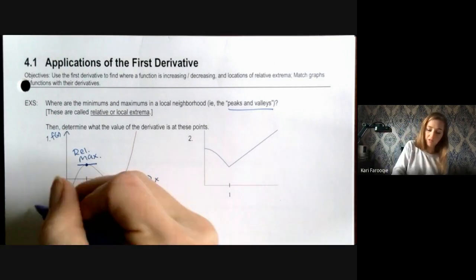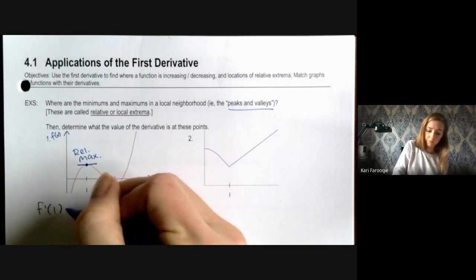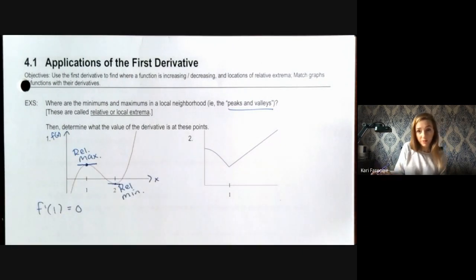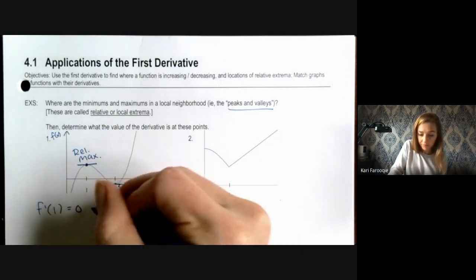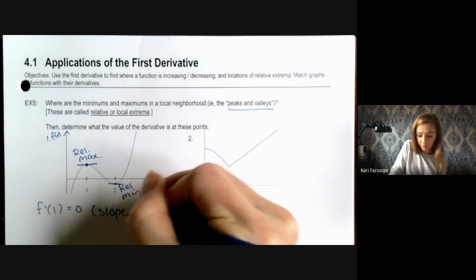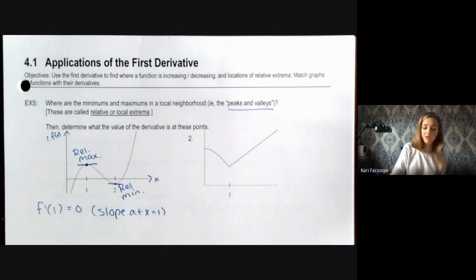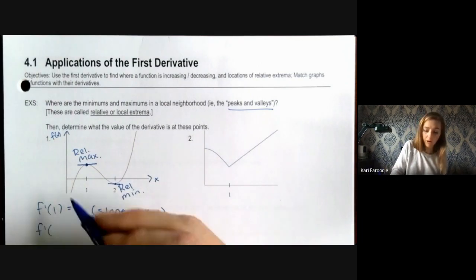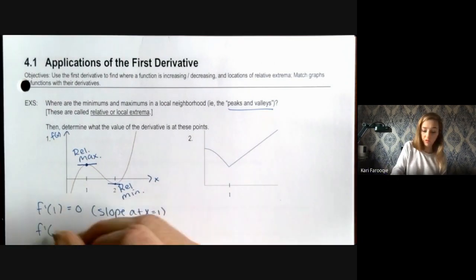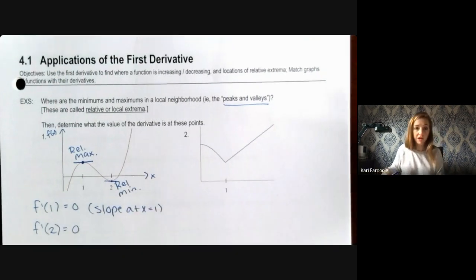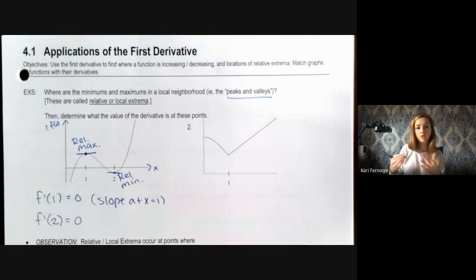But we can go ahead and say that f prime of 1 must be equal to 0 because remember that f prime is the slope at x equals 1. And we can say the same thing about what's happening at x equals 2. So we can say that f prime of 2 equals 0 because, again, we're seeing that when x equals 2, the slope of the tangent line is 0.